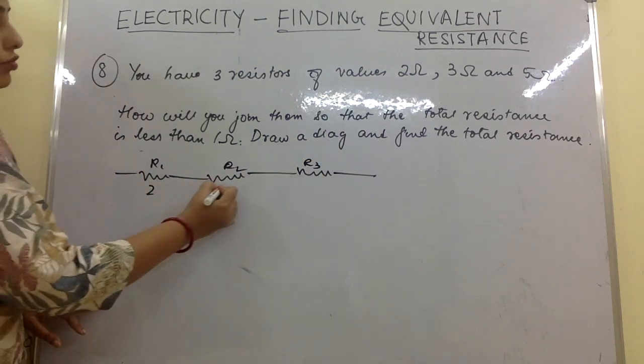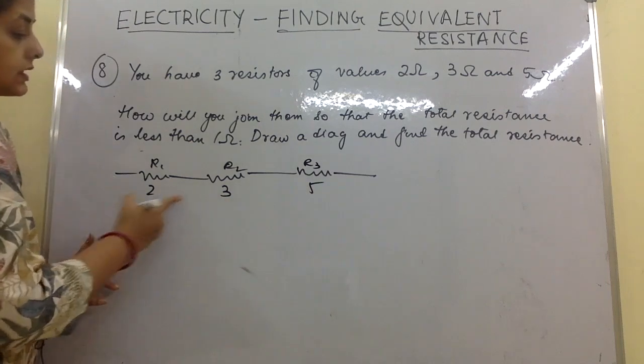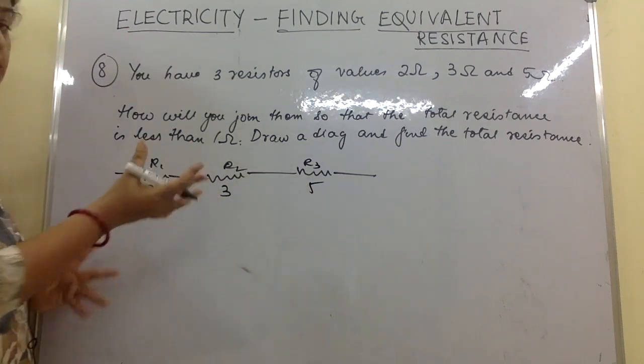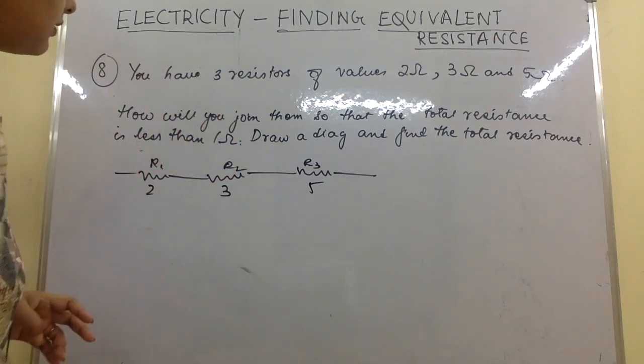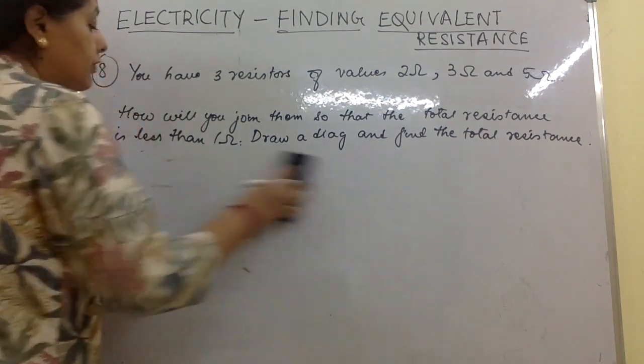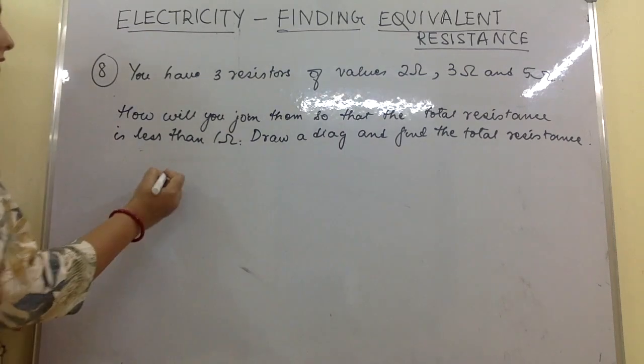That is going to be 2 plus 3 plus 5, which makes 10 ohms. But definitely 10 ohms is more than 1. So we will try parallel now. We will try parallel connection with these. So what we will do is draw a parallel circuit and let's see.